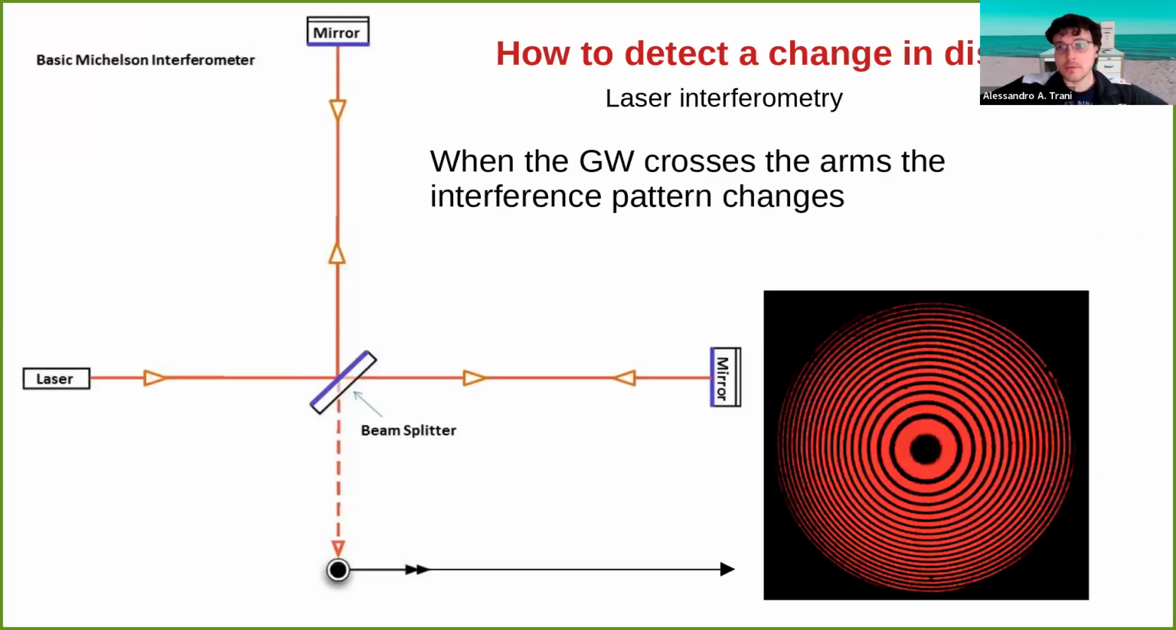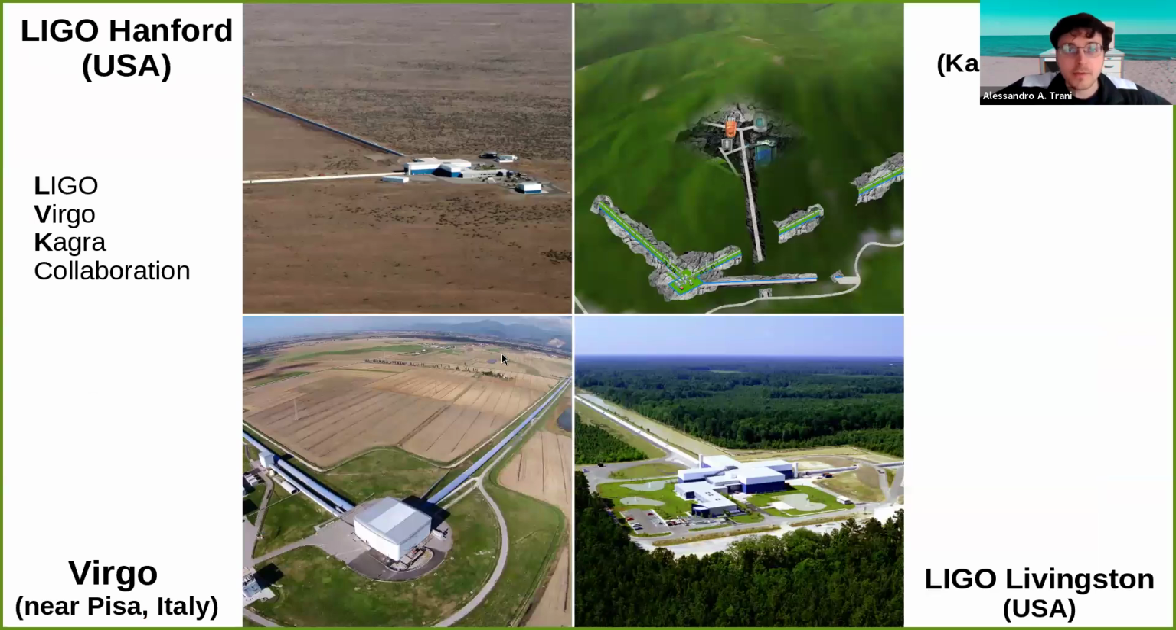So how we detect this kind of change in distance is through laser interferometry. This is a very basic, classic system, the Michelson interferometer. So basically monitoring the distance in the two arms by looking at the interference of a laser wave that is being split and then recombined. And by measuring the interference pattern, one can monitor the distances in the two arms. This is basically the basic physics behind the gravitational wave detectors.